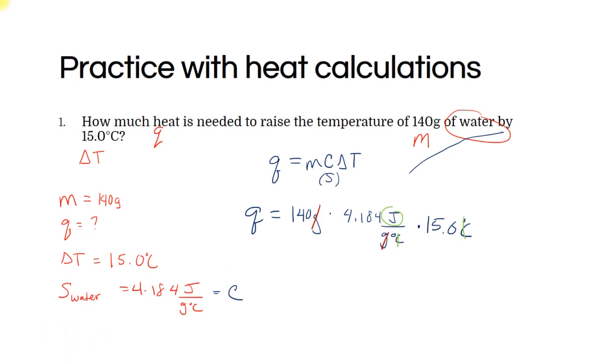So we're going to go 140 times 4.184 times 15, and it's going to give me 8786.4. And I know that's joules because it's the only unit that's left.